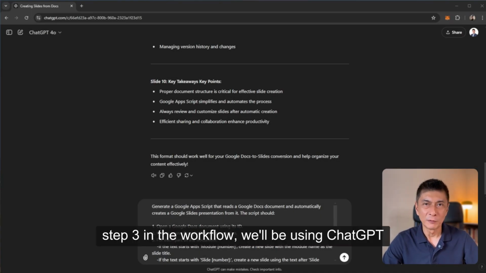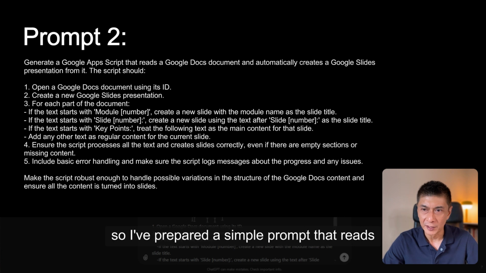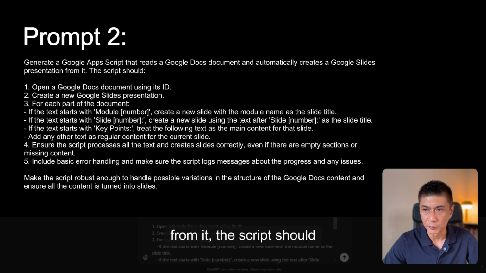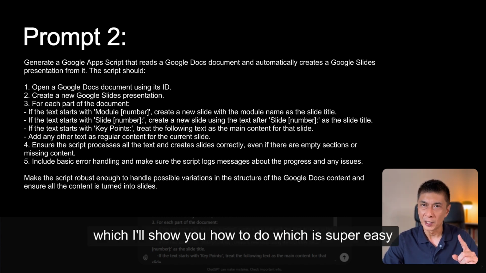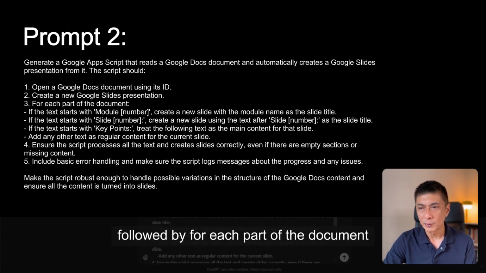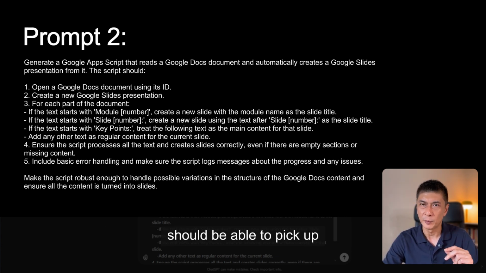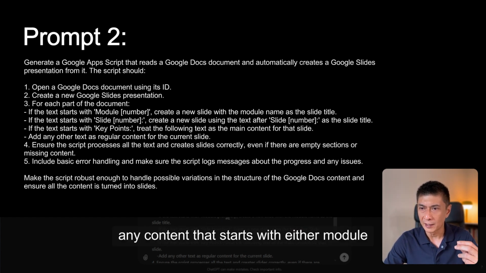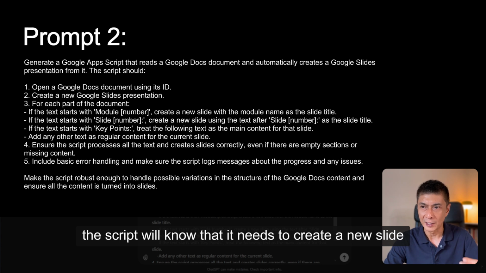Step 3 in the workflow, we'll be using ChatGPT to generate the code on Google Apps Script. So I've prepared a simple prompt that reads, generate a Google Apps Script that reads a Google Docs document and automatically creates a Google slide presentation from it. The script should open Google Docs document using its file ID, which I'll show you how to do, which is super easy. Number 2, create a new Google Slides presentation followed by for each part of the document, and this is where the text and formatting should be able to pick up to correctly generate the slides. So if it detects any content that starts with either module or slide followed by the number, the script will know that it needs to create a new slide.